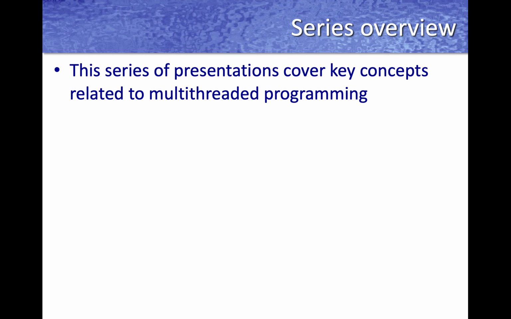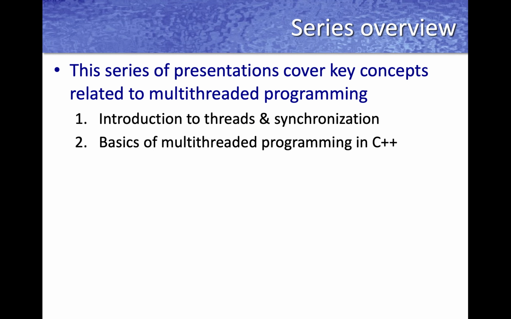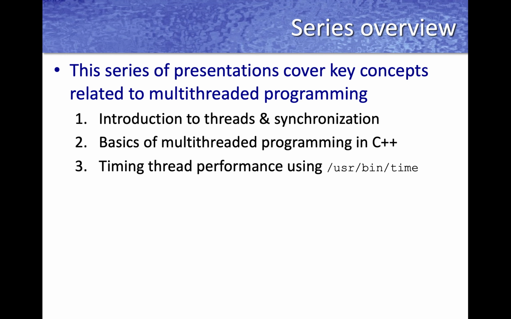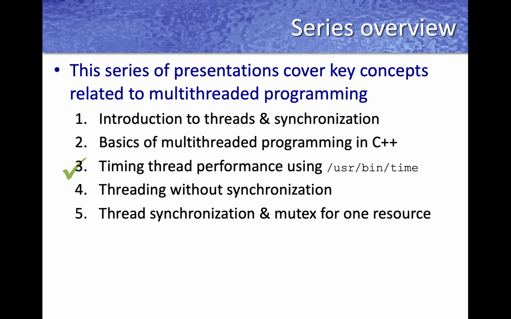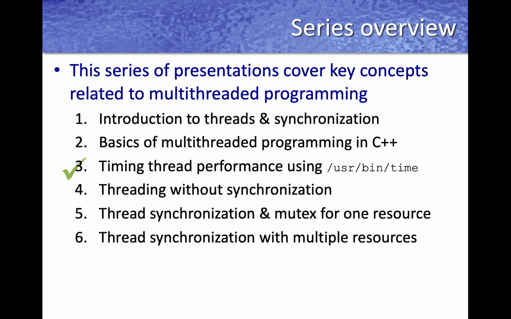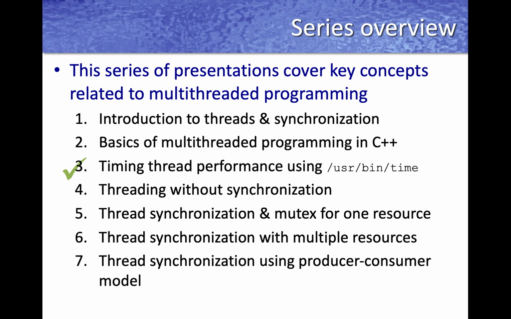This series of presentations so far has covered introduction and motivation for threads. We have looked at how to create and manage threads in a C++ program. This specific part of the presentation series covered timing and measuring the performance and assessing the multithreading effectiveness of programs using USR bin time. Subsequent parts of this series will focus on threading without synchronization and threading with synchronization using one or more resources, and also will cover the producer-consumer model in other parts of the series.